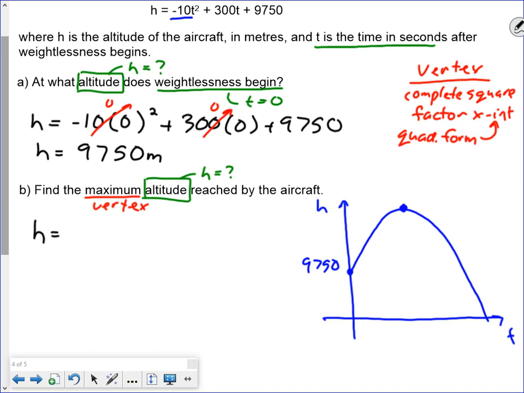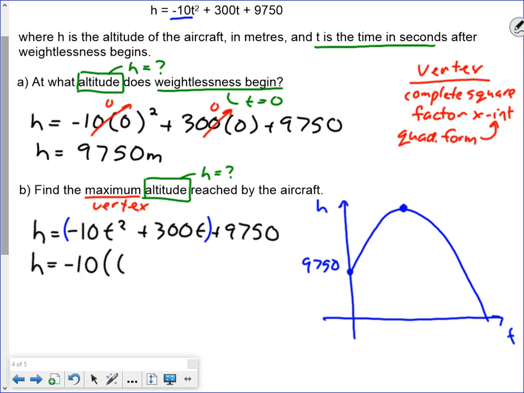So we'll start with our original equation here, negative 10 t squared plus 300 t plus 9750. In completing the square, we know we have to zoom in on these first two terms here. We've got that negative 10 out front, so we have to factor the negative 10 from those first two terms. We'll have negative 10 times t squared minus 30 t, plus 9750.